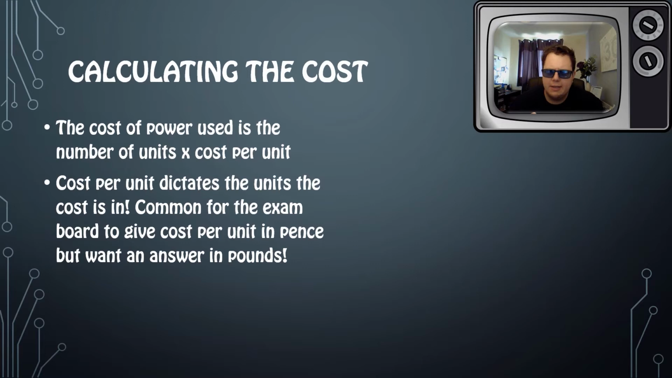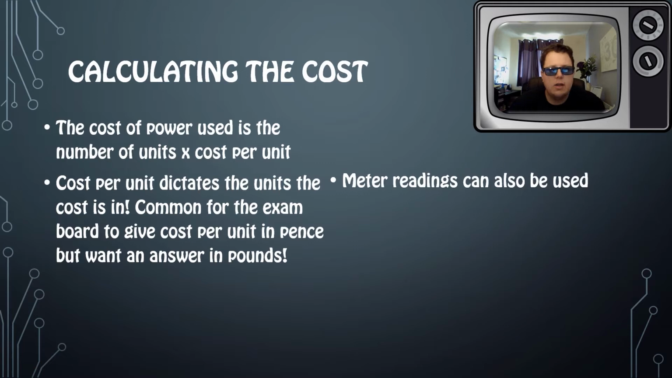It's common practice in the exam for the exam board to give you a cost per unit in pence, but want an answer in pounds. So it's important that you remember these things and are careful when you read the question. Because ultimately, I've seen students make mistakes on this when they want pounds and they're given pence and vice versa. So please, please, please read things carefully.